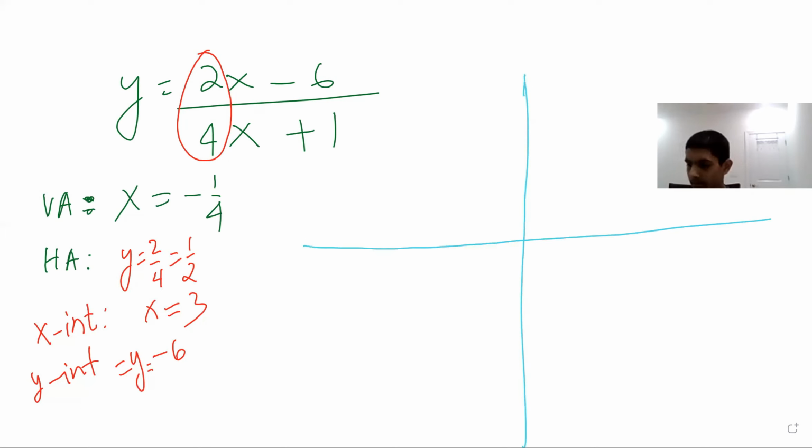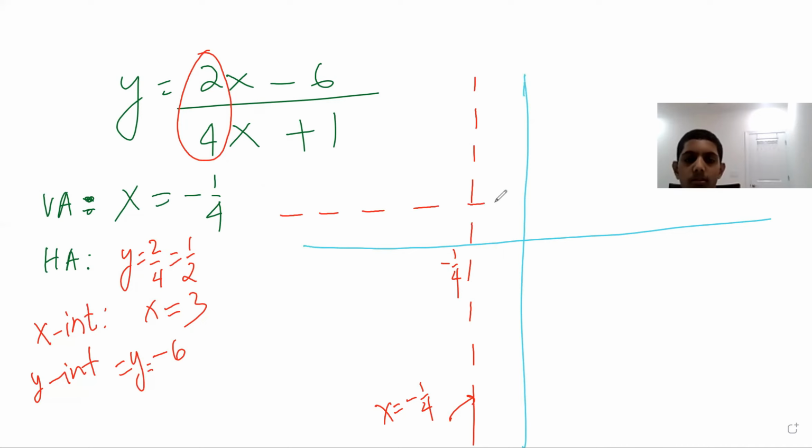Yeah. So we can begin with the vertical asymptote, which is minus 1 over 4. So the drawing is not to scale, right? It's for our convenience. So this is my vertical asymptote. I'm writing x equals minus 1 over 4. You have to label, right? Yeah. The horizontal asymptote is at half. See, not the x-axis. It is at half, right?